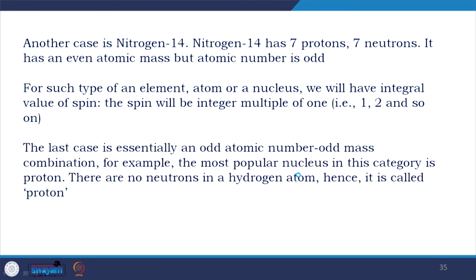The last case is essentially an odd atomic number, odd mass combination. For example, the most popular nucleus in this category is the proton. There are no neutrons in a hydrogen atom, hence it is called a proton.